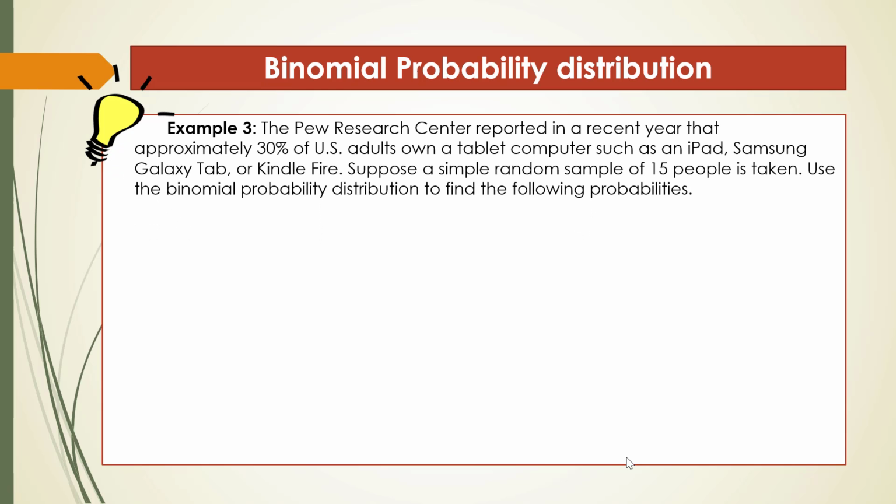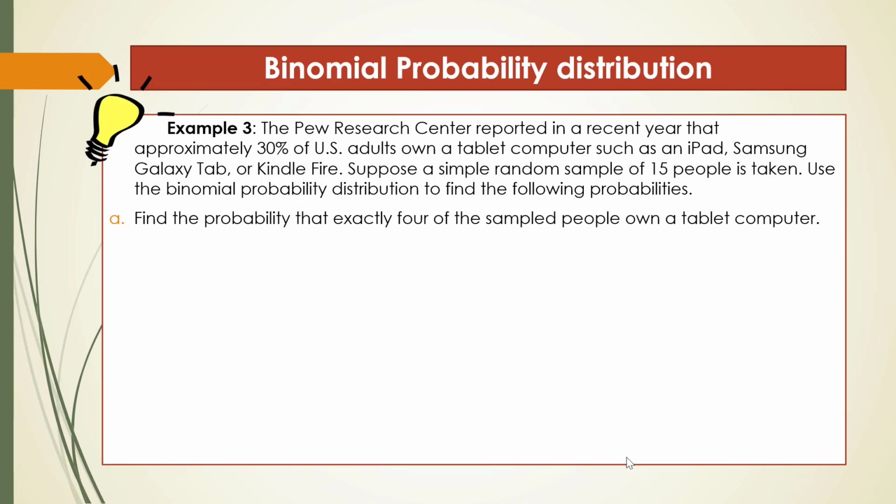Now let's do another practice. Example 3: the Pew Research Center reported in a recent year that approximately 30% of U.S. adults own a tablet computer such as an iPad, Samsung Galaxy Tab, or Kindle Fire. Suppose a similar random sample of 15 people is taken. Use the binomial probability distribution to find the following probabilities.